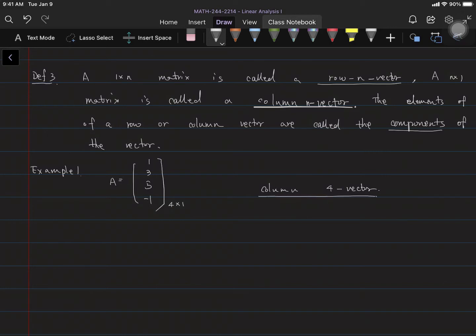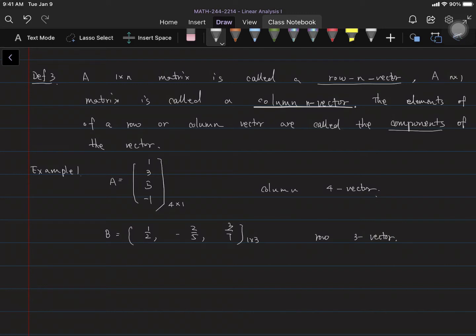So how to tell: you don't need to memorize the definition. If it looks like a column, that's a column vector. If it looks like a row, it's called a row vector. So look at this vector B: 1/2, -2/5, 3. Okay, so this is 1 by 3, right? So this is actually a row 3 vector.